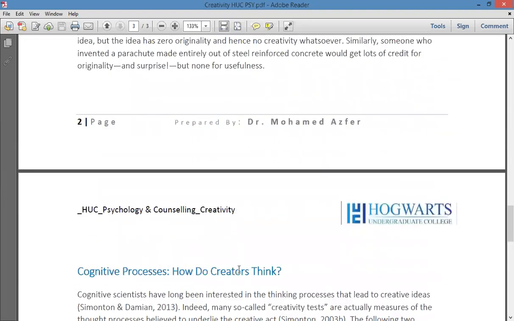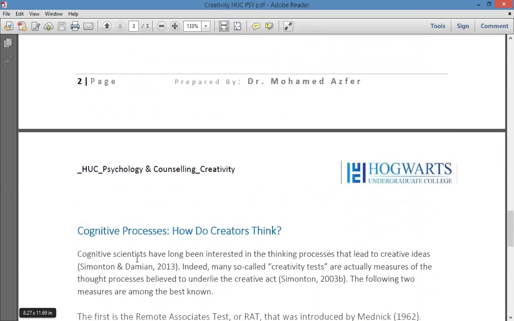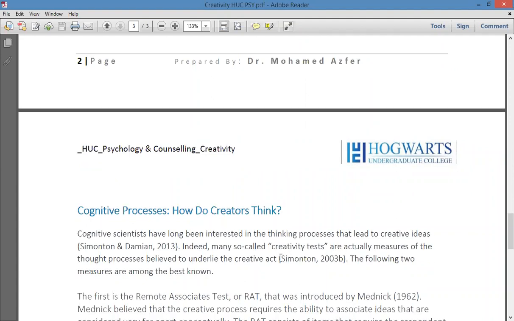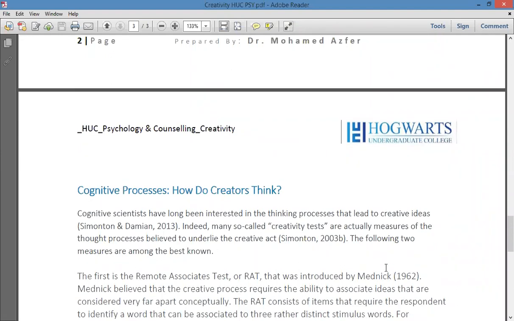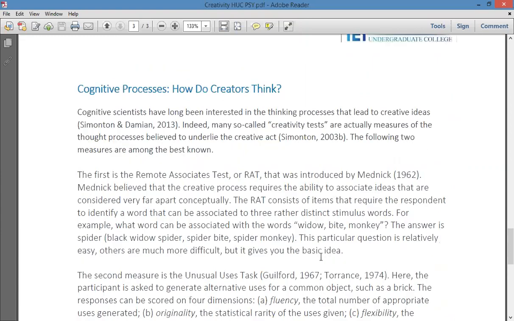That means, how do creators think? Cognitive scientists have long been interested in the thinking process that led to creative ideas. Indeed, many so-called creativity tests are actually measures of the thought processes believed to underlie the creative act. The following two measures are among the best known.